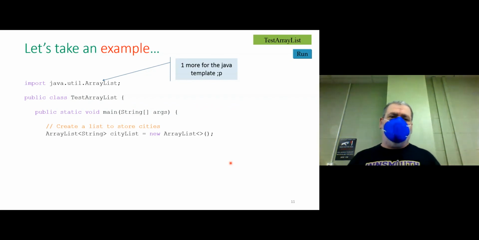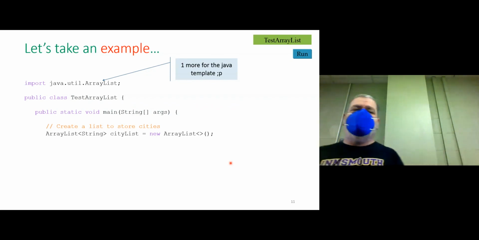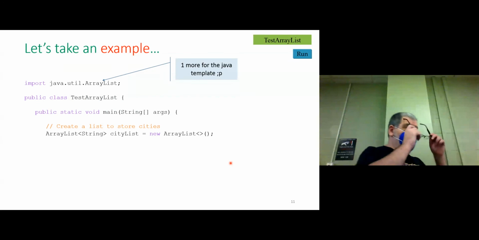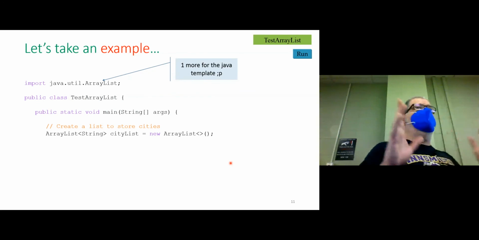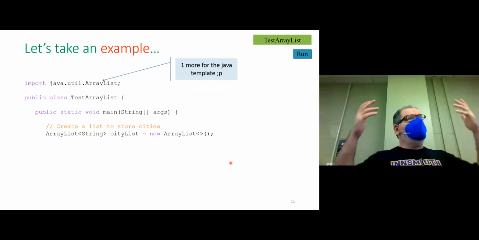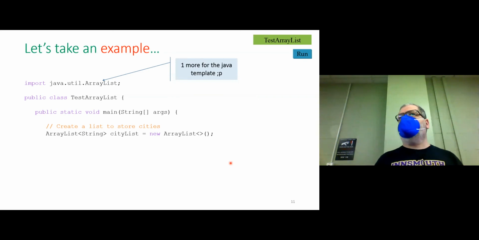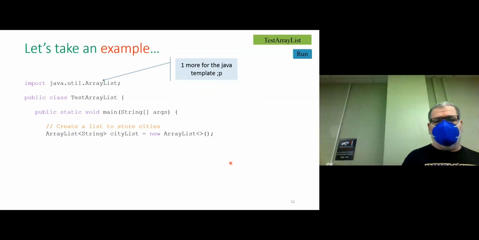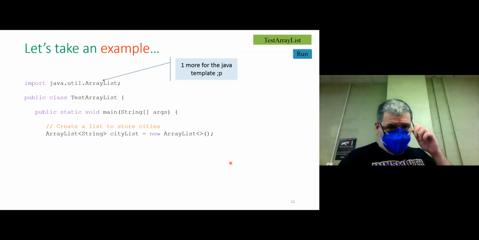Here's our import statement: import java.util.ArrayList. So it's not a bad idea to have a sort of default template, like an empty file with an empty class and just a list of imports that you use frequently. Well, add this one to the list. Okay. What else do we have?